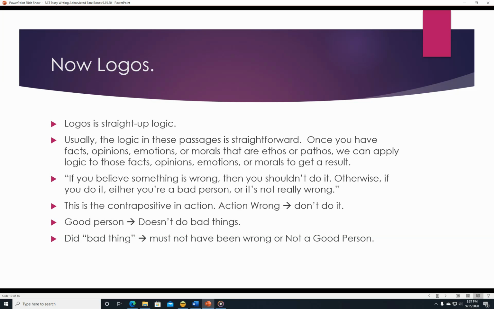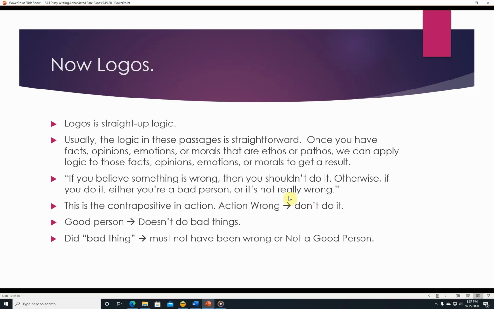So if you believe something is wrong, then you shouldn't do it. Makes sense, right? That's simple logic. So otherwise, if you do it, either you're a bad person or it's not really wrong. So for those of you who remember your logic from geometry and things like that, this is the contrapositive in action. So if an action is wrong, don't do it. The contrapositive of that is, well, if you did it, it must not be wrong. Or it could be, if you did it, you're not a bad person.